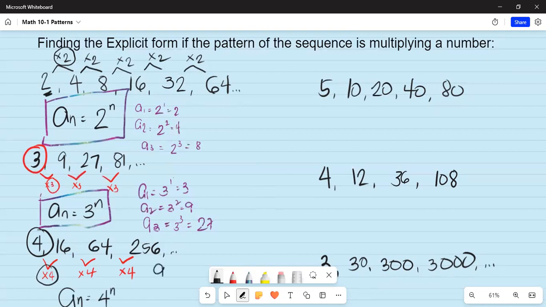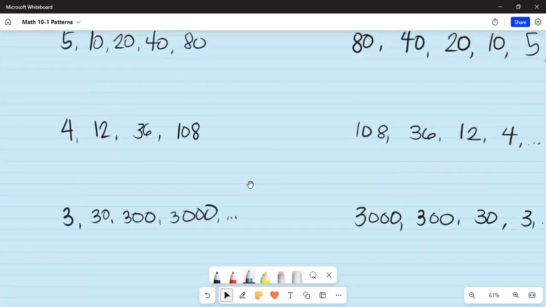So by checking, a sub 1 is equal to 4 raised to 1, that is 4. That's our first term. For a sub 2, 4 raised to 2, that is equal to 16, second term. And a sub 3, that is 4 raised to 3, that is 64, and that's our third term. So that's how we identify the explicit form if the number being multiplied is very similar to our first term. Now, let's move on to the next examples.